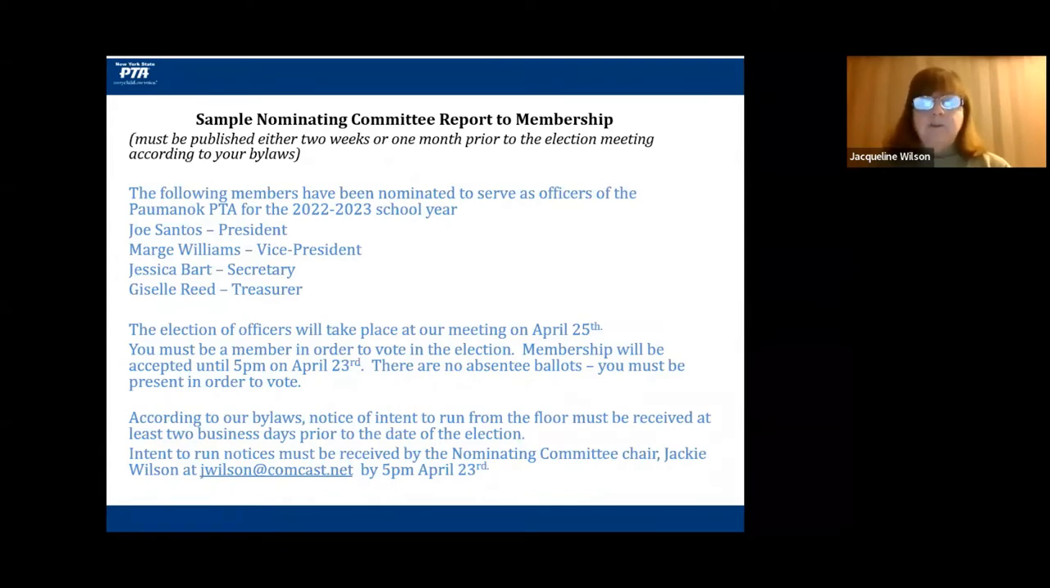According to our bylaws, notice of intent to run from the floor must be received at least 2 business days prior to the date of the election, and intent to run notices must be received by your nominating committee chair by 5 p.m. on April 23rd. And that would be 2 days prior to your election. And they have to be in writing. So if you have an email, that's fine. The nominating committee prints out the email to show that this person was interested in running from the floor.